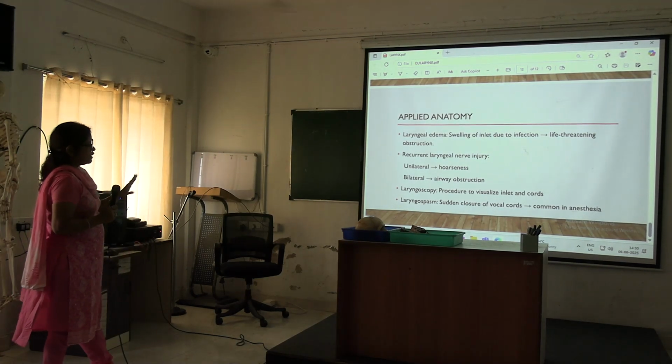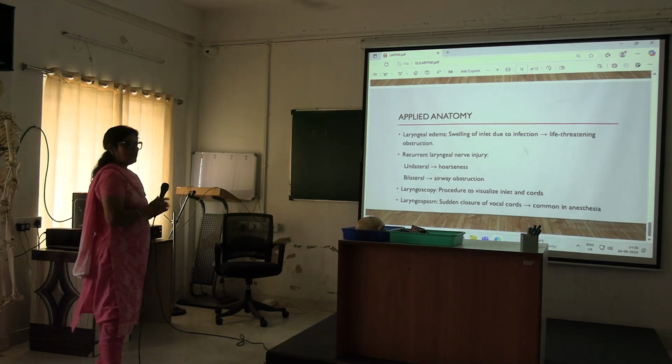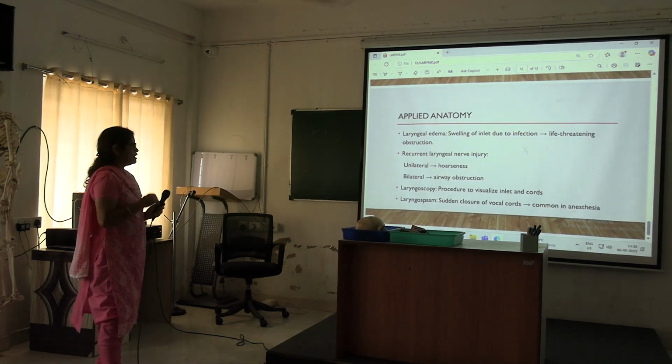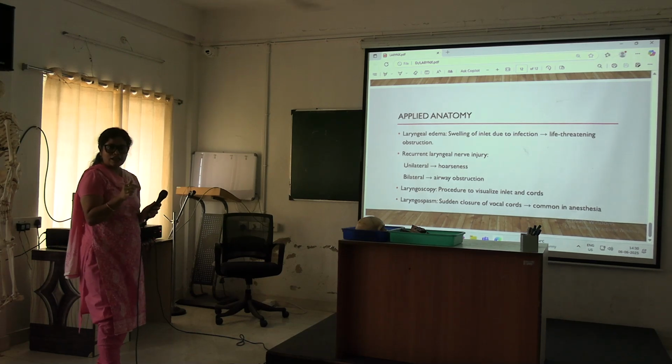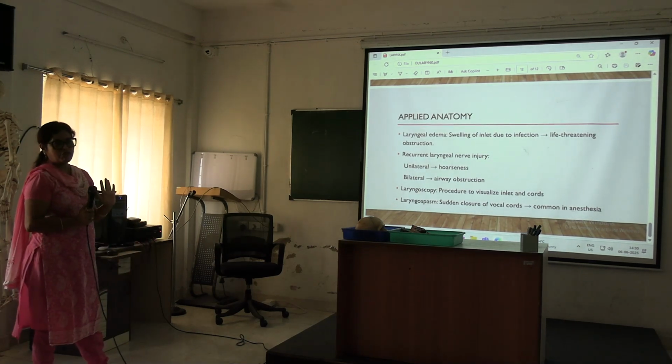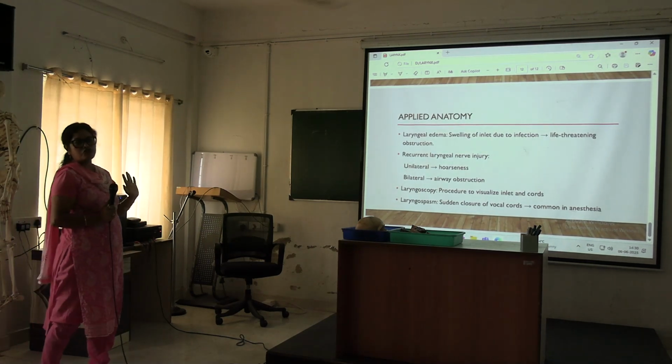Now next is recurrent laryngeal nerve injury. That may be unilateral, that may be bilateral. If it is unilateral, then only one side is paralysed, the other side will compensate. So there will be hoarseness of voice, but no respiratory passage obstruction.